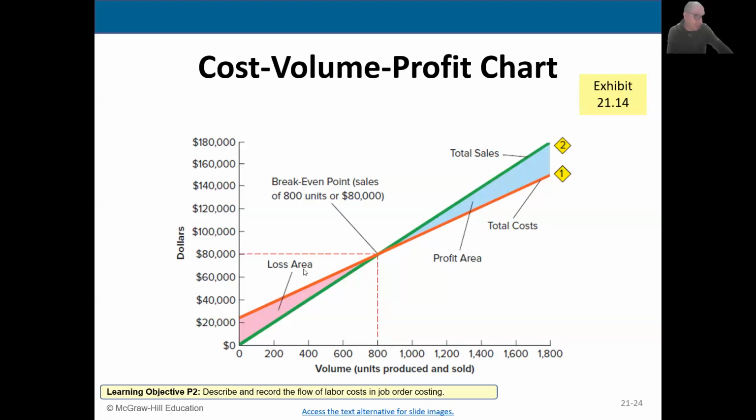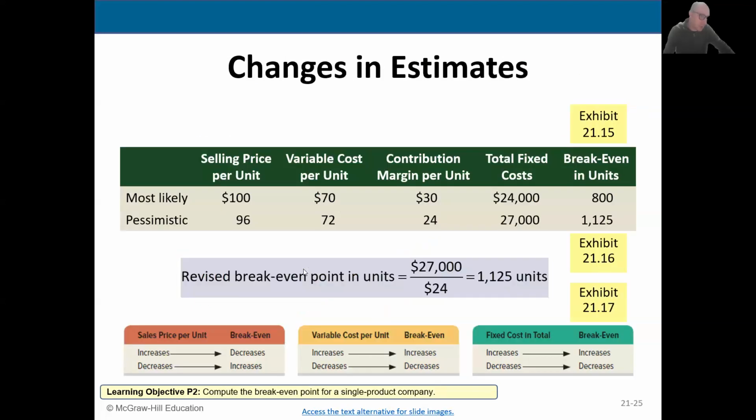Now, what if? And I could hear you. Well, Dr. B, business is not always straightforward like that. We don't always sell the same number of units every single month. Or what if my sales price changes? Or what if I sold more, sold less, or whatever, right? That's business. It's never the same every single month. You know that.